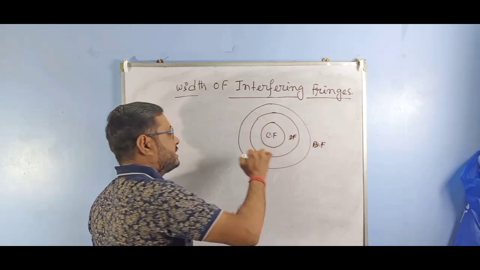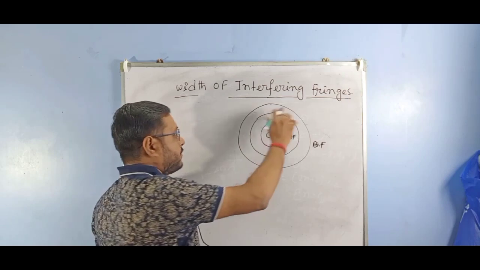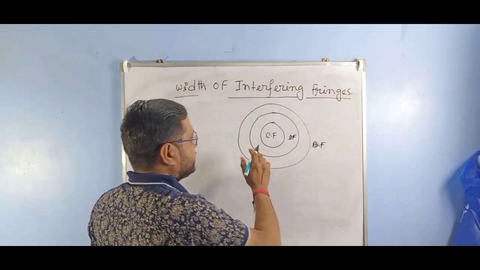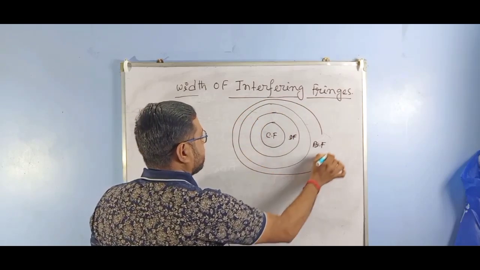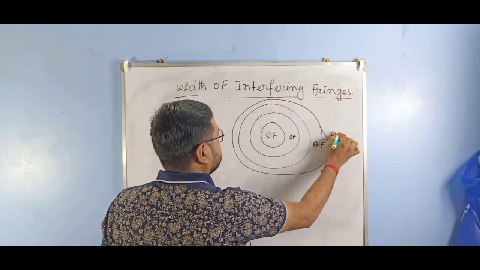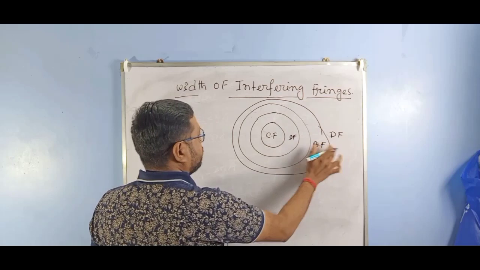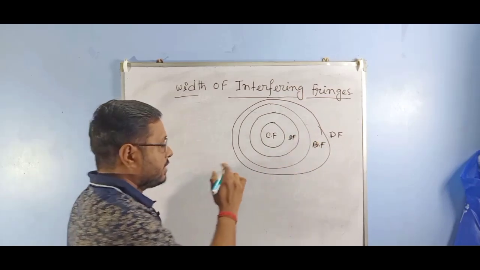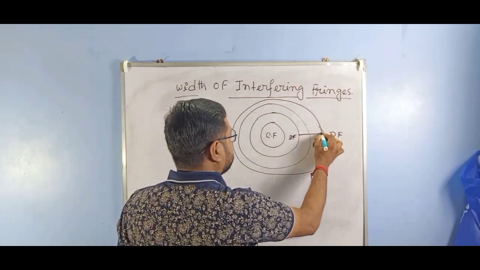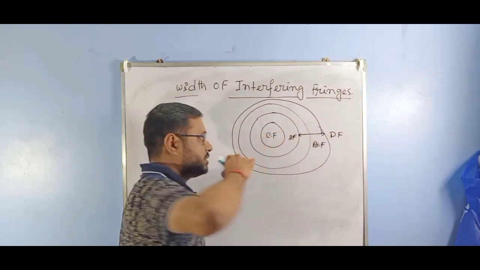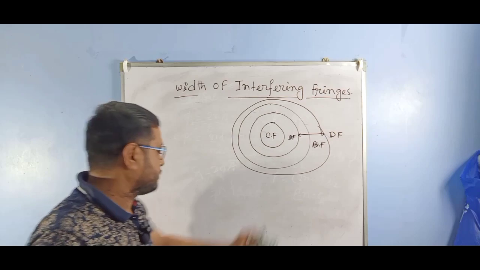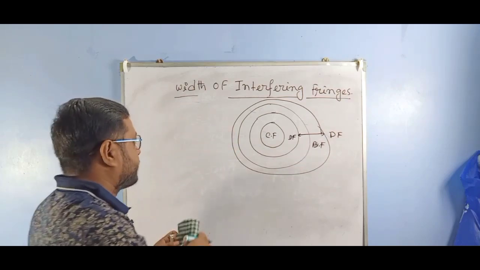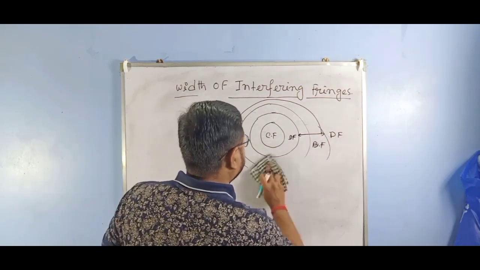Now, what is the width of interfering fringes? If here is a dark fringe, then between two dark fringes there is a bright fringe. Width of interfering fringe means the successive distance between two dark fringes or the successive distance between two white fringes, bright fringes. Now, how can we elaborate it?